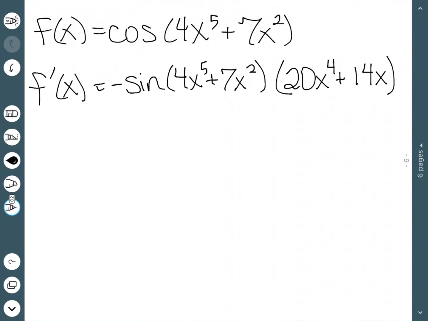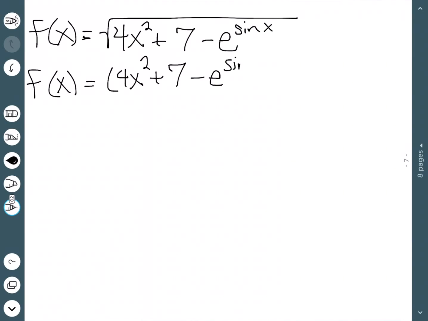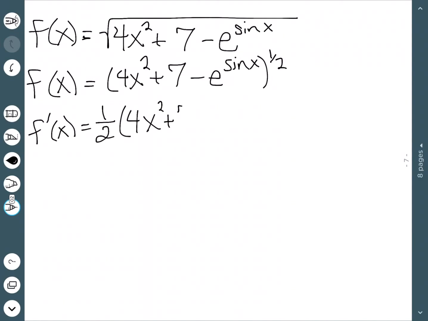Let's do one more. Here I have the function the square root of 4x squared plus 7 minus e to the sine x, and I want to find the derivative. First, anytime we're finding derivatives with square roots, it's probably going to be easier to rewrite it as an exponent. And remember, a square root is the same as a 1/2 power. So now I can use my power rule that says bring the exponent down and subtract 1. So I have 1/2 times 4x squared plus 7 minus e to the sine x to the negative 1/2.